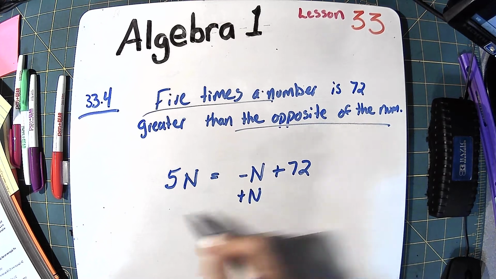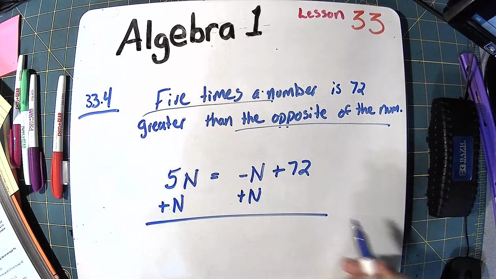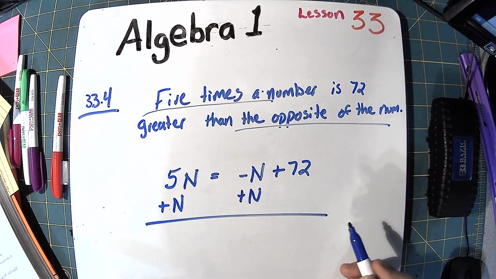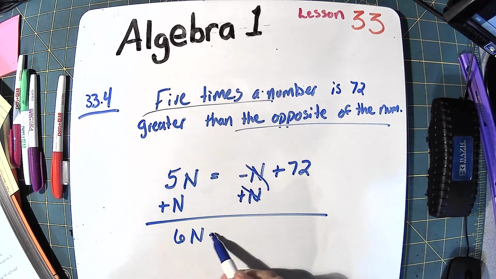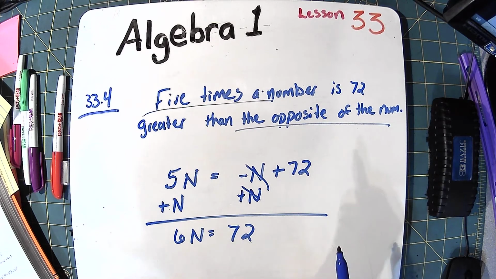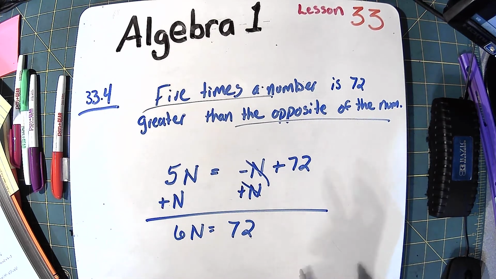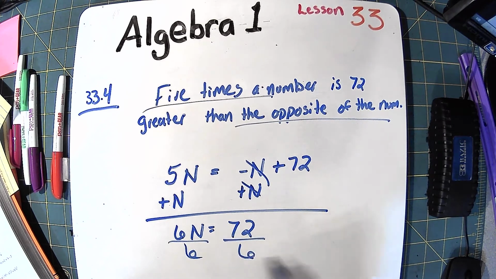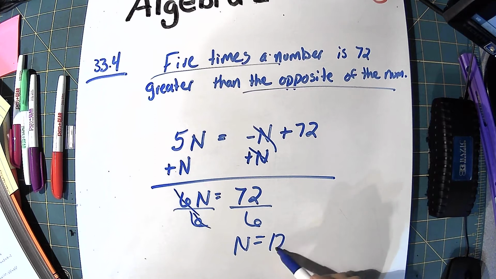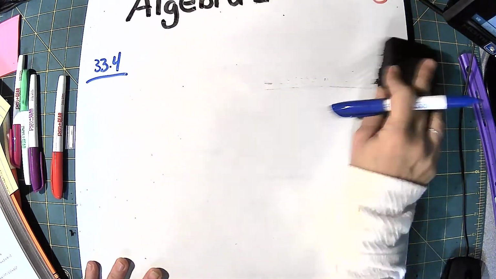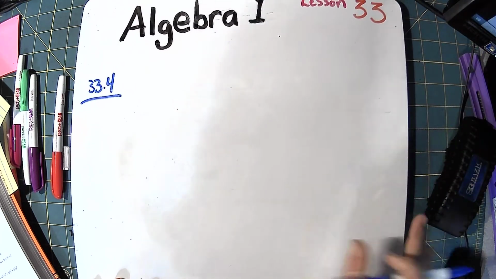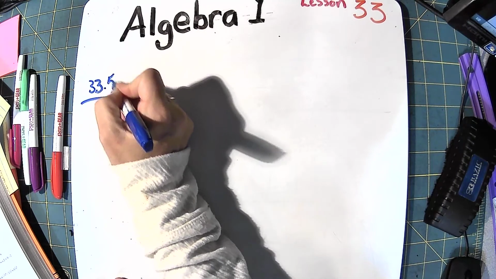So plus n, and I'm going to get 6n equals 72, and then I'm going to divide by 6, and that's going to be n equals, if we know our 12 times tables, that's 12. 72 divided by 6. All right, so they're a little bit tricky. You just have to think about them a little harder than the other ones. All right, let's try 33.5.